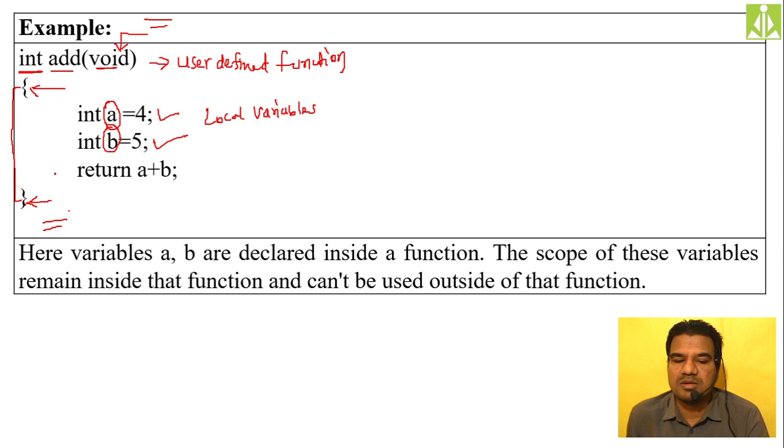Their existence is limited to this block of code only. Outside of this block, they are not available. See here, read this statement. Here, variables a, b are declared inside a function. The function name is add. The scope of these variables remains inside that function and they can't be used outside of that function. So this is exactly what I mean by local variables. The last statement when you are reading, this is exactly what I mean by the concept of local variables.